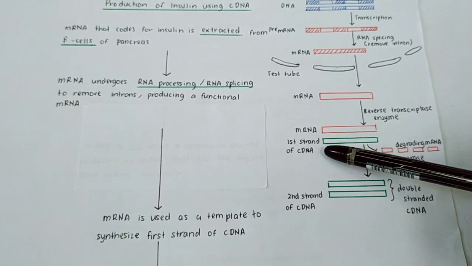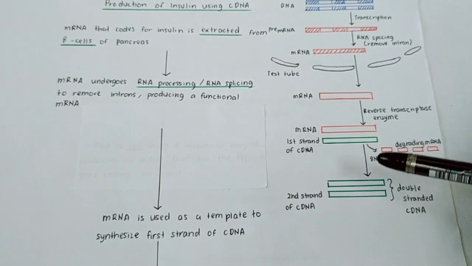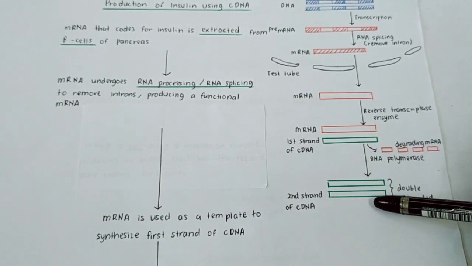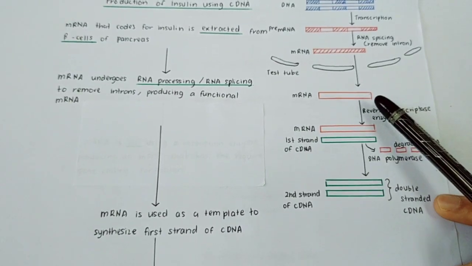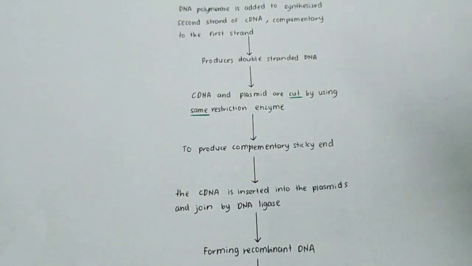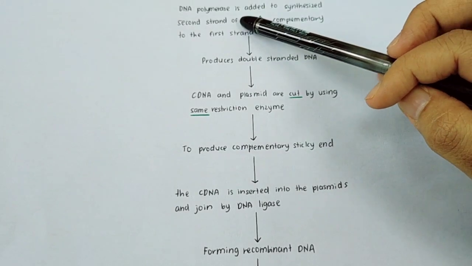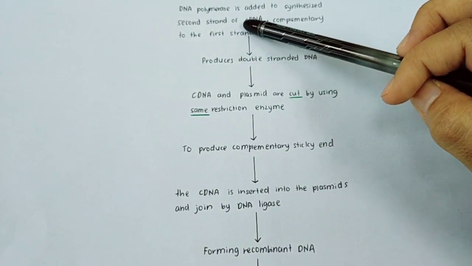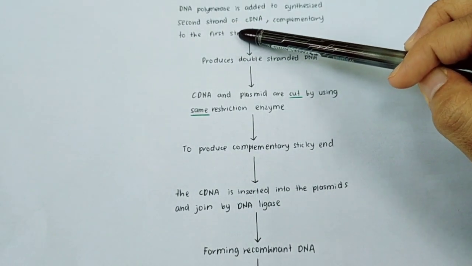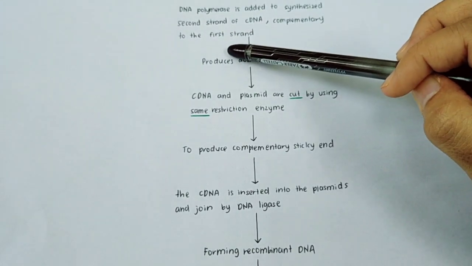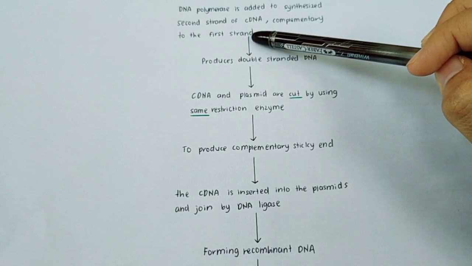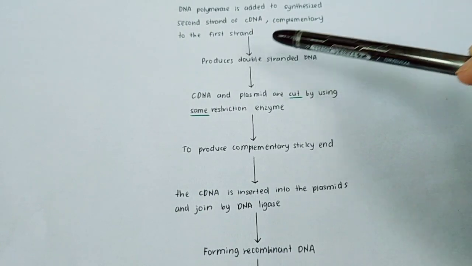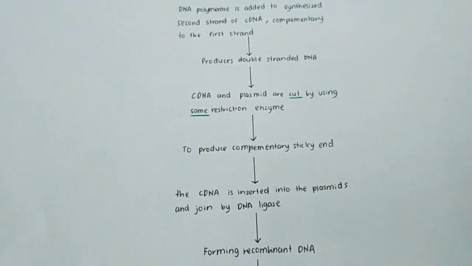So, daripada first strand of cDNA, how will it synthesize the second strand of cDNA? Actually, it is by enzyme DNA polymerase. So, bila ada DNA polymerase, that's why if you look at this sentence, DNA polymerase is added to synthesize second strand of cDNA complementary to the first strand. So, once the second strand of cDNA is produced, it will produce double-stranded DNA.